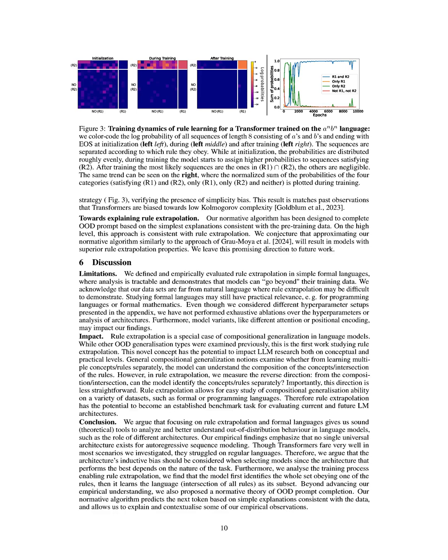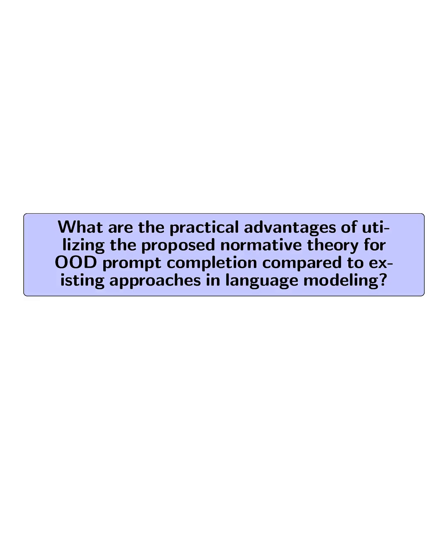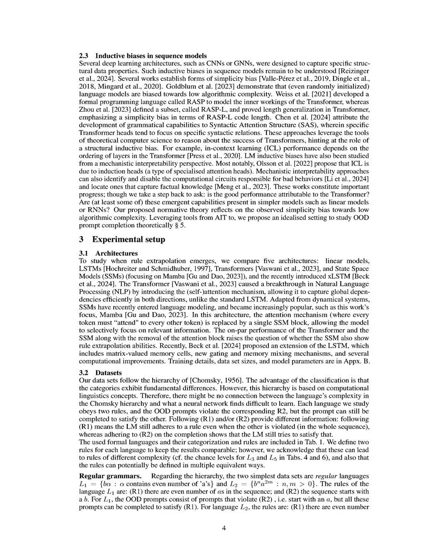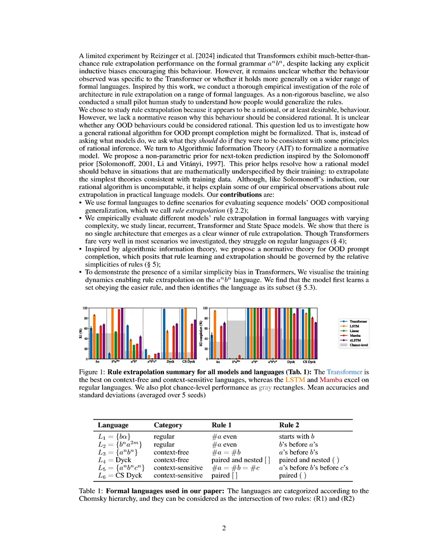What are the practical advantages of utilizing the proposed normative theory for OOD prompt completion compared to existing approaches in language modeling? The proposed normative theory for OOD prompt completion offers several practical advantages over existing approaches in language modeling. Firstly, it formalizes a rational framework for understanding how models should learn and extrapolate rules, which is grounded in algorithmic information theory principles, thus providing a more principled approach to OOD generalization. Secondly, the theory introduces a non-parametric prior that allows for the completion of prompts even when they have zero probability under the training distribution, effectively addressing the limitations of traditional models that struggle with OOD scenarios.